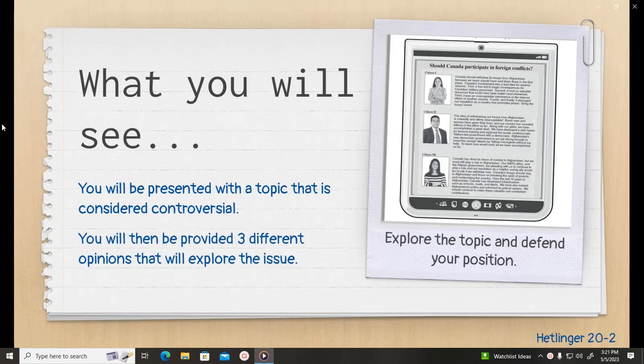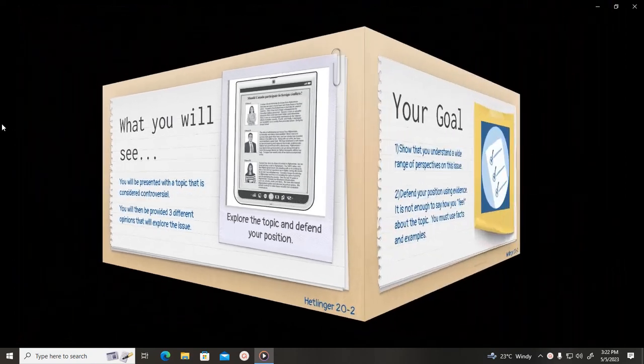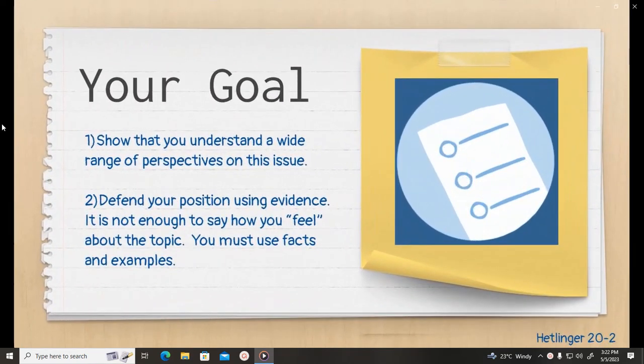This will allow you to inform yourself on the topic if you don't know anything about it, but will also let you explore the issue. Ultimately, at the end of this assignment, your goal is to show that you understand a wide range of perspectives and you picked a perspective and you're able to defend it using facts and examples.